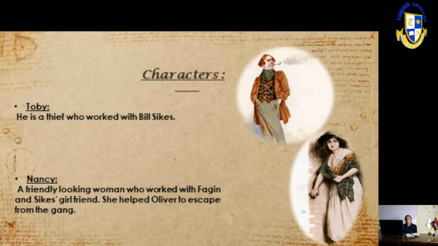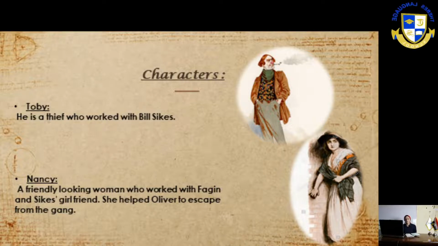Toby is a thief who worked with Bill Sikes. Nancy is a friendly-looking woman who worked with Fagin and Sikes. She was also Sikes' girlfriend. She helped Oliver to escape from the gang.